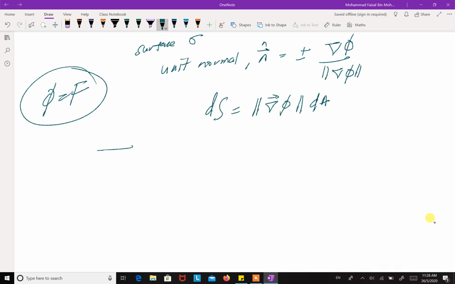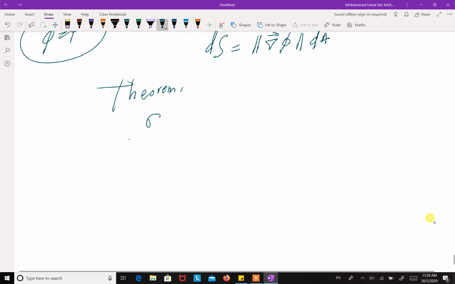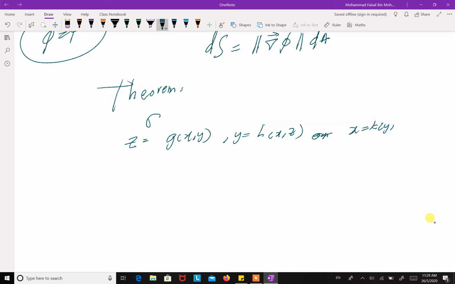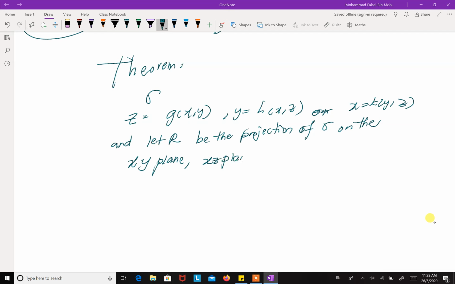So from the theorem we have: let sigma be a smooth surface of the form z equals g(x,y), and y equals h function of x, z, and or x is a function of y, z, and let R be the projection of sigma on the xy plane, xz plane and yz plane respectively.